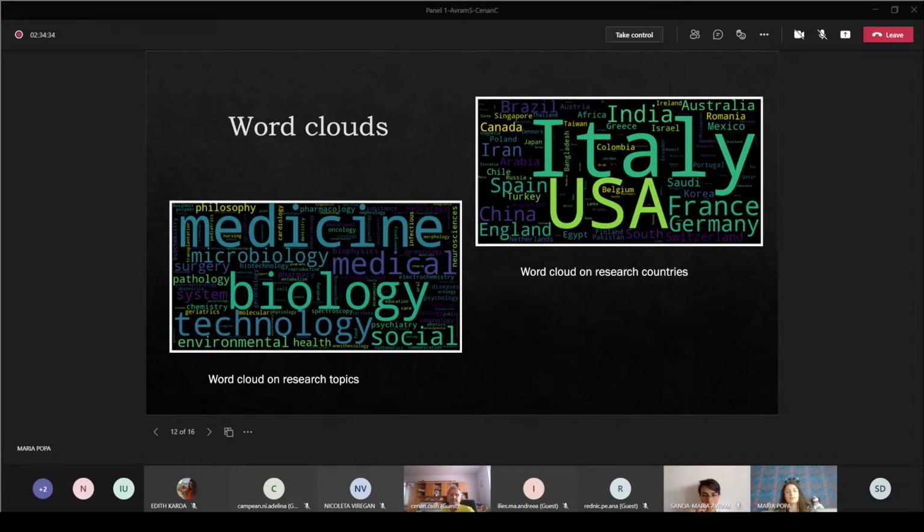Then another method we used was computing word clouds. What is basically a word cloud? A word cloud is an image which contains the strings from the data set, and the bigger the size of the string is, the bigger the frequency of that string is. As you can see, if we compute the word cloud on research countries, Italy, as in the concept lattice, is one of the countries that published more. Then we also built one for research topics, and as you can see, the most targeted are medicine, biology, and technology.